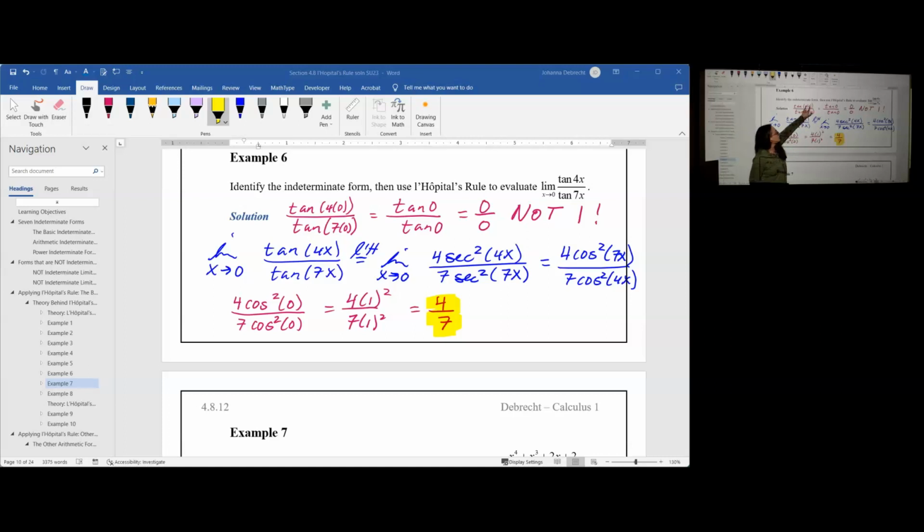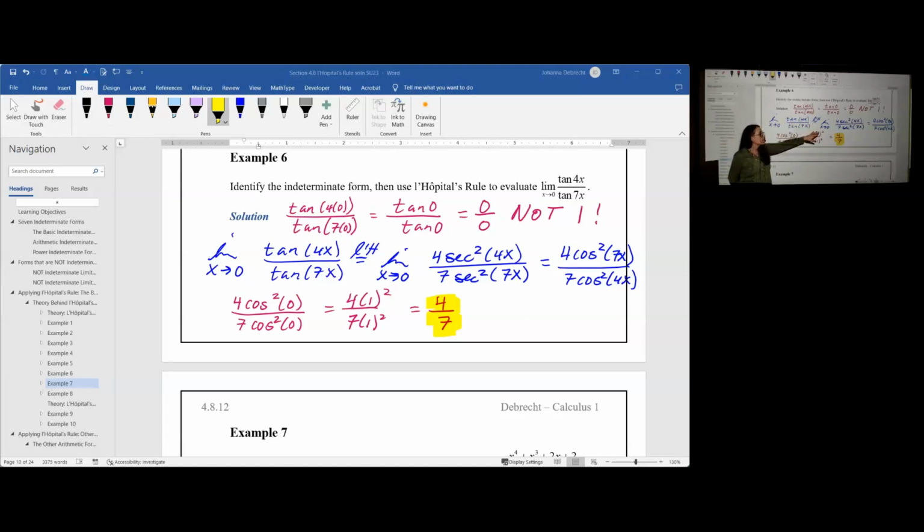Notice here that when we replace x with 0, we get the tangent of 0 over the tangent of 0. Do not make the mistake of thinking that is 1. Tangent of 0 is 0. 0 divided by 0 is not 1. It's undefined. And in a limit, it's indeterminate. That means we can apply L'Hopital's rule. And remember to apply the chain rule.